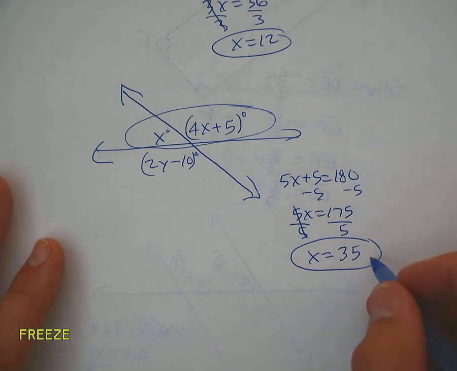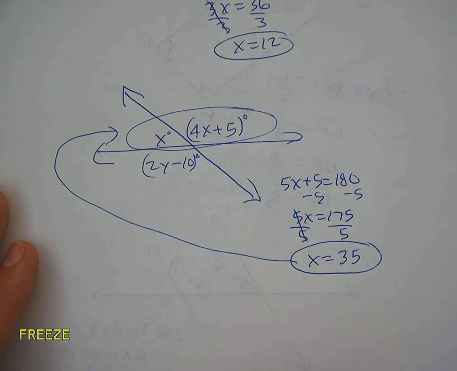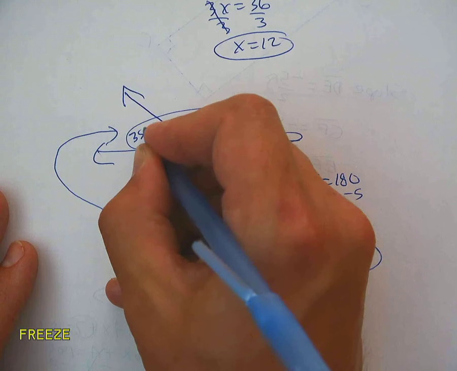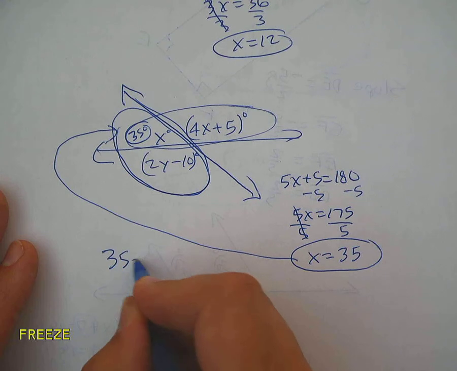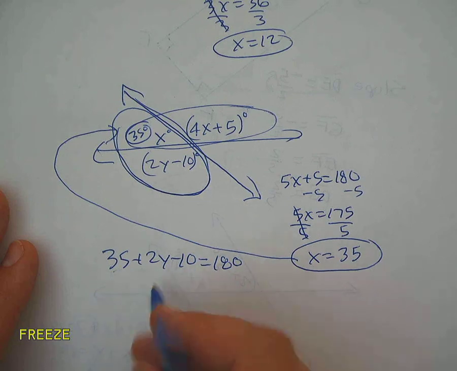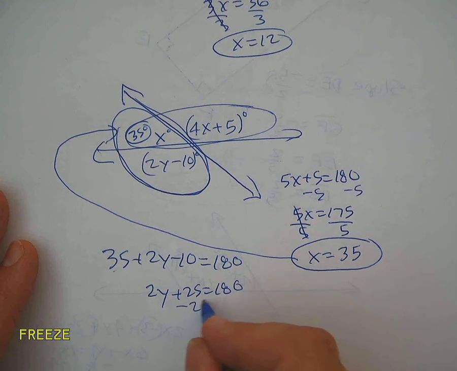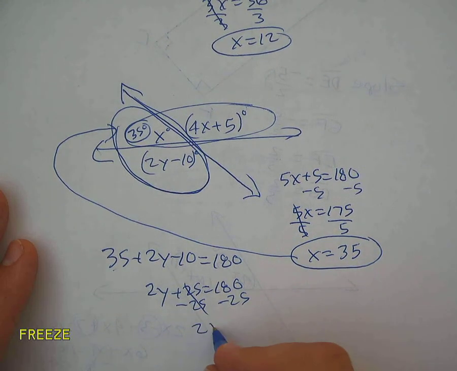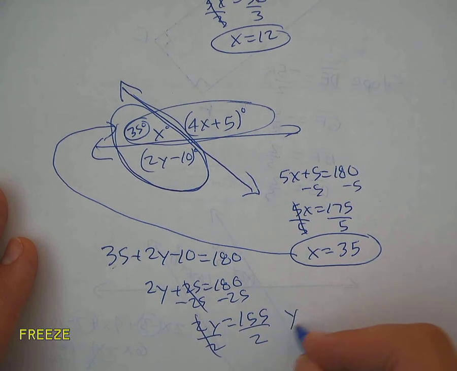Now, why do I have to solve for x first? Well, I can plug that x back in over here. So now I know that this angle is 35 degrees, and I know that these two angles add up to 180. So I could take 35 plus 2y minus 10 equals 180. I combine like terms, so I have 2y plus 25 equals 180. Subtract 25 from each side. I'm left with 2y equals 155. And I divide by 2. I get y equals 77.5.